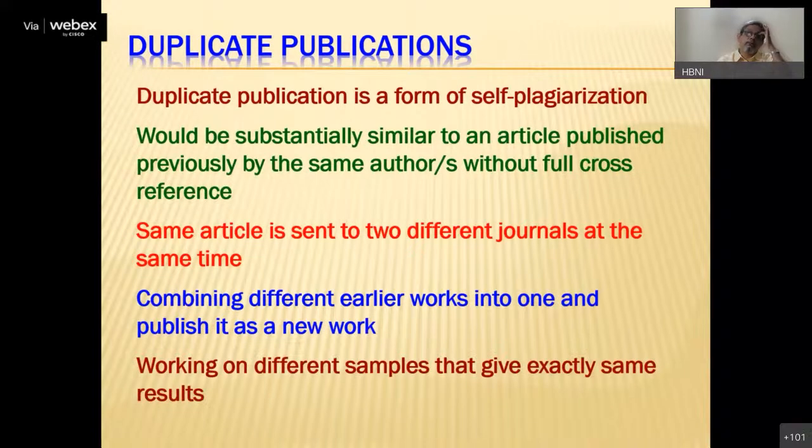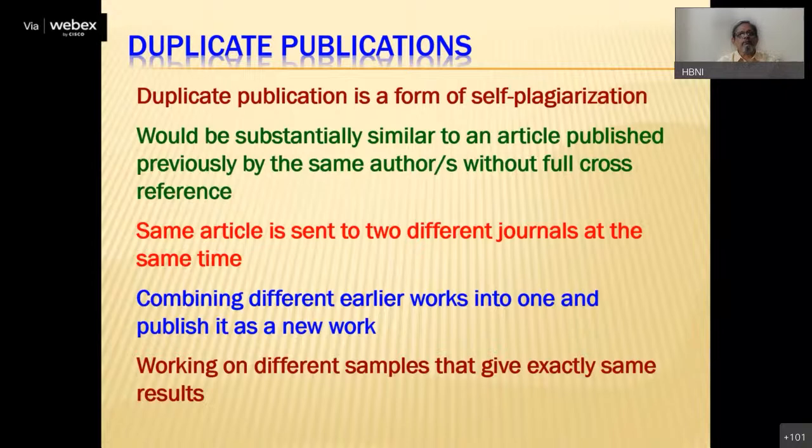So in redundant publications, you have different types. One is what is called duplicate publications. A duplicate publication is a kind of self-plagiarization. This would be fairly similar to an article which was published previously by the same author or authors without any full cross references. Or it can happen that you have written a manuscript, made 2 copies of it and sent it to 2 different journals at the same time.